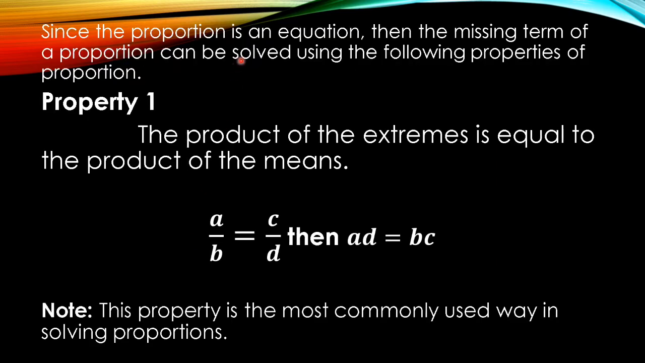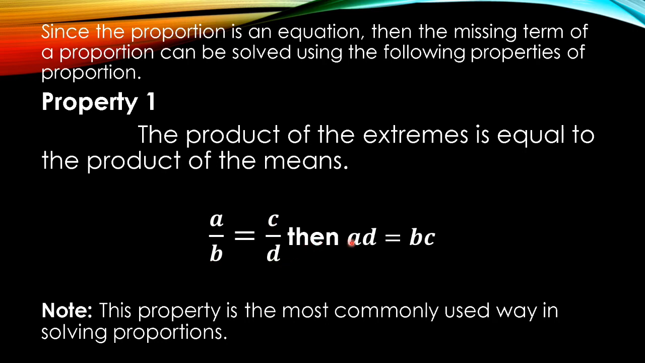So since the proportion is an equation, then the missing term of a proportion can be solved using the following properties of proportion. So meron tayong ilang properties na pag-aaralan dito, pero ang common na ginagamit sa pag-solve ng proportion ay yung property number 1. So property number 1, the product of the extremes is equal to the product of the means. So ito yun. So halimbawa, meron tayong given na proportion, A over B or A is to B is equal to C is to D.